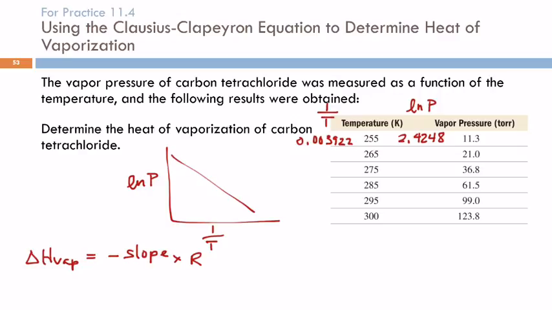Now, R is the ideal gas constant. It is a constant, but the actual number is different if you use different units. So the 8.314 joules per mole Kelvin is the one you're going to want there. Any questions about how you would go about doing that?